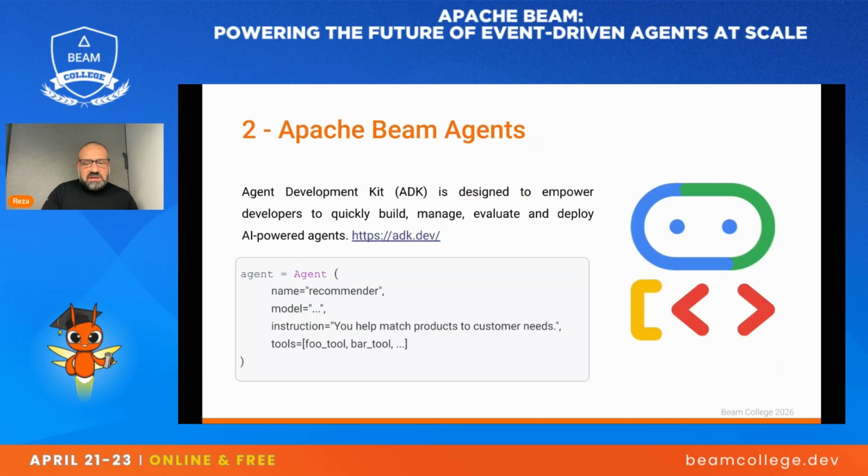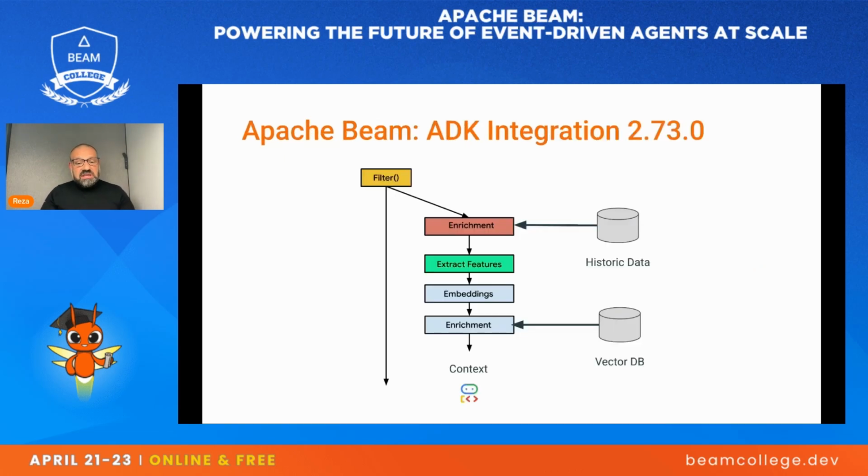Now, how do we pass this on to the agent? Well, in 2.73, which is just about to release, there's going to be some integration with the Agent Development Kit, very similar in style to how we do things around inference. Essentially, you can build an agent with the ADK, then package that agent up, and the agent object is passed into one of our turnkey transforms. What this allows you to do is pass context to an agent which is ready within the worker once the job has started.